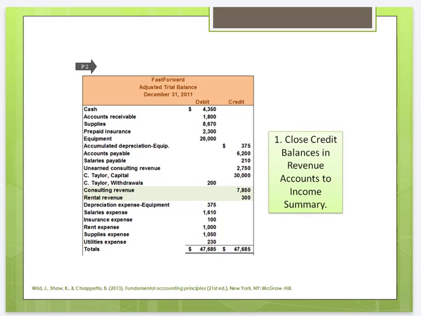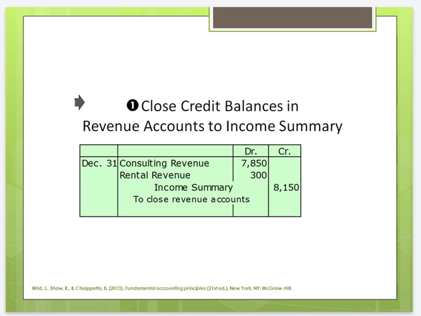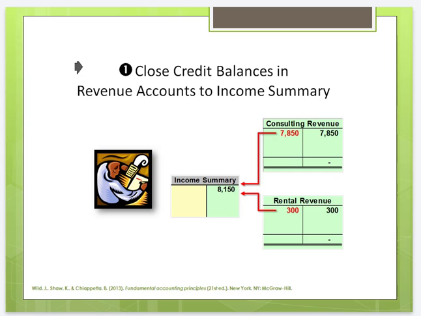All right. Here we have an adjusted trial balance, and we can see our revenue line items are highlighted. Now you'll notice that revenues carry a credit balance. In order to zero out a credit balance, we will need to debit those accounts. In this entry, you'll see that we debit those two revenue accounts based on the balance they are currently carrying. The total credit goes to the income summary.